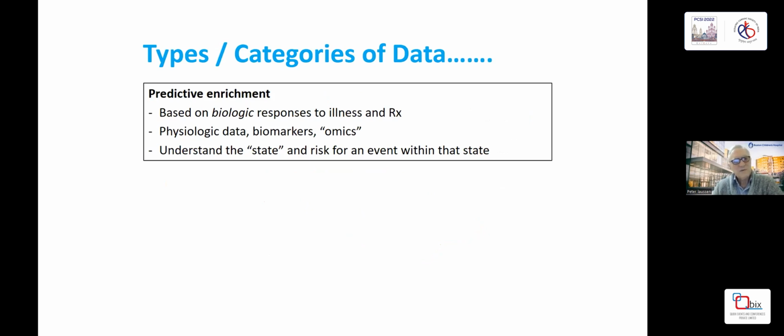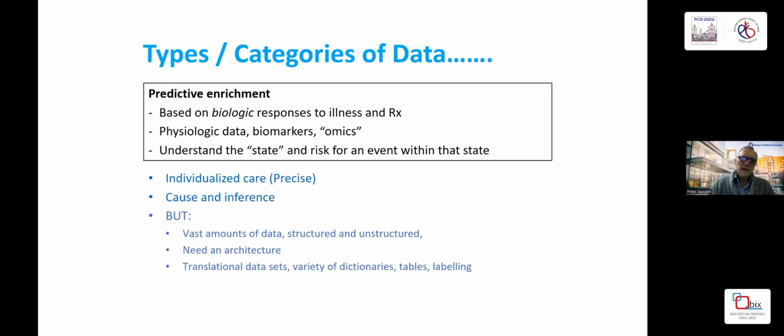enables what I call predictive enrichment. It's based on biologic responses to illness and treatment. It's physiologic data, biomarkers, various omics that increasingly are becoming part of our decision-making, and allows us to first understand the physiologic state of a patient, the functional condition of a patient, and then the risk for an event within that state. Too often, we go straight to the latter. Too often, we try to predict the risks for a cardiac arrest, for infection, sepsis. What we need to do is make the step before that helps us understand the overall state in which the patient exists. That enables, as I said, individualized care. It enables us to get to causality and perhaps inference.